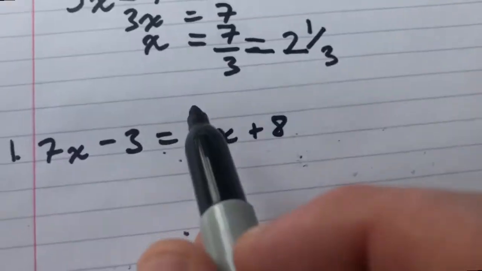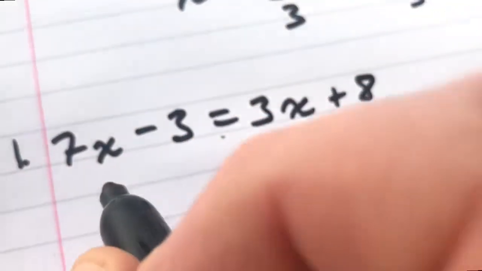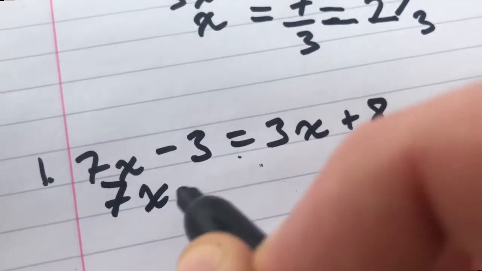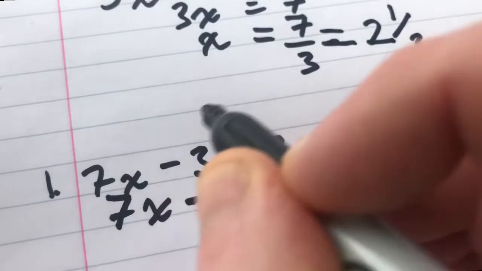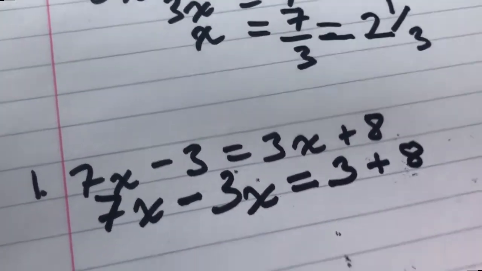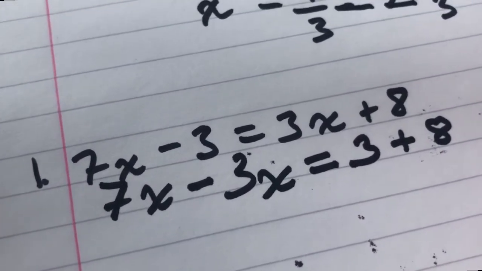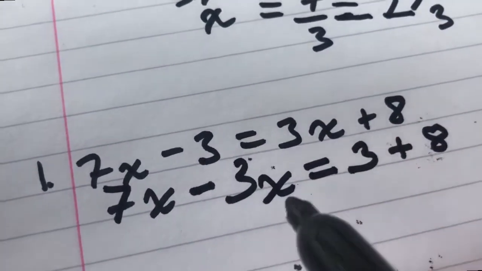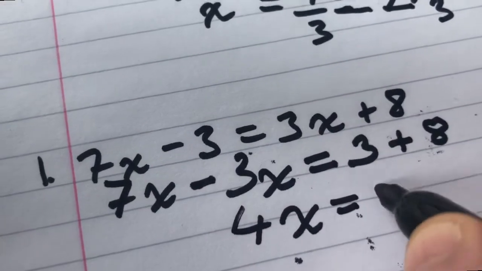Okay, now move all the x terms to one side, but you remember you've got to change the sign in front of them. If there's no sign in front of it, it means it's plus. So leave the 7x where it is, move the 3x over, but it's plus at the minute, so make it minus. Move that minus 3 over and make it plus. You don't always need to put a plus in front of it; if you don't, it would be assumed to be positive. Now, 7x take away 3x is 4x. 3 plus 8 is 11.